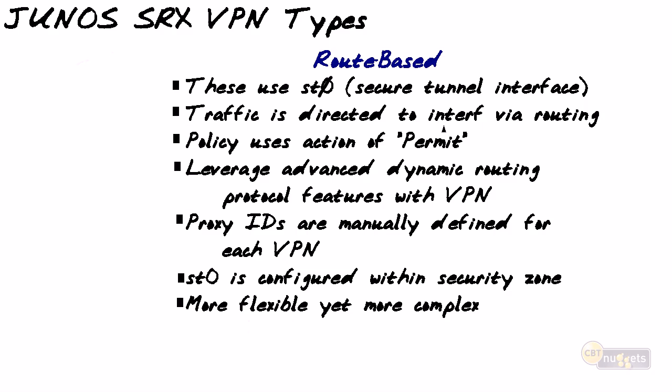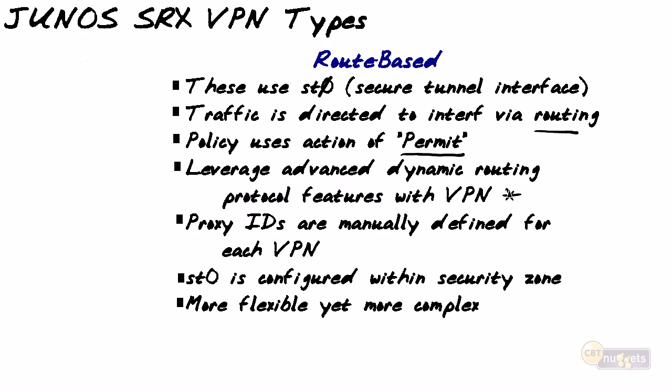going to be directed to that interface via some dynamic routing protocol, OSPF, for example. Now, the policy action here is not tunnel, but it's type permit with a route-based VPN. You also have the major advantages of leveraging all of the advanced dynamic routing protocol features with your VPN when you use the route-based option. The bottom line is dynamic routing protocols make it a lot easier to administer your configuration, and it makes it able to fail over to different links if necessary.